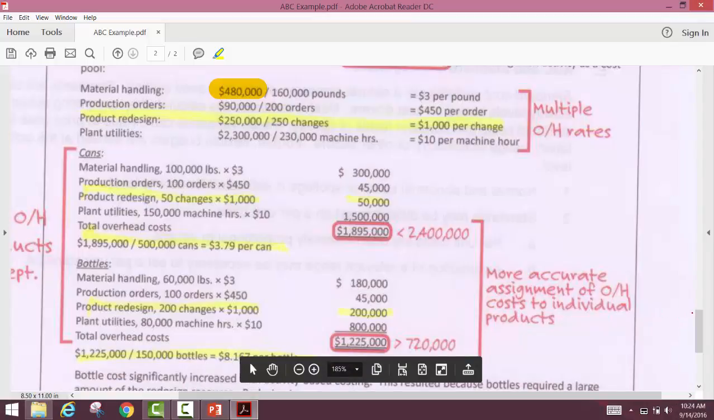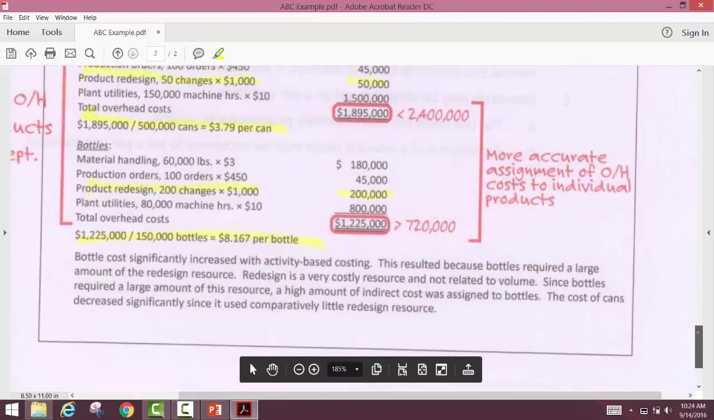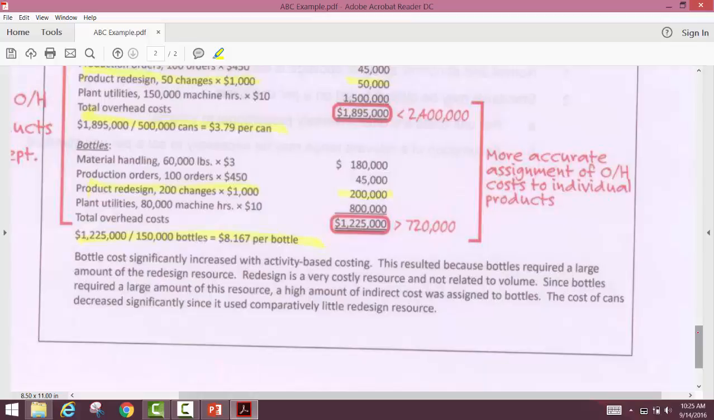So you come over and you divide the cost that we've allocated using activity-based costing by the number of units, the number of cans and the number of bottles. We had said earlier, in this example, 500,000 cans, 150,000 bottles, and look at what happens. Instead of it being whatever it was, 480 per bottle and can, now we're noticing that the bottles are much more expensive, aren't they?